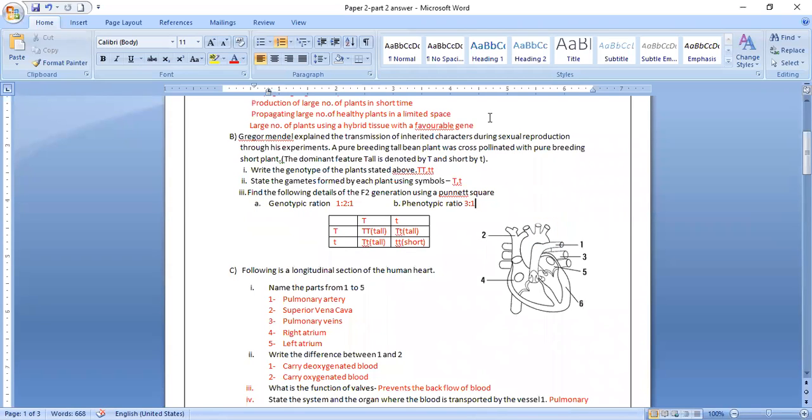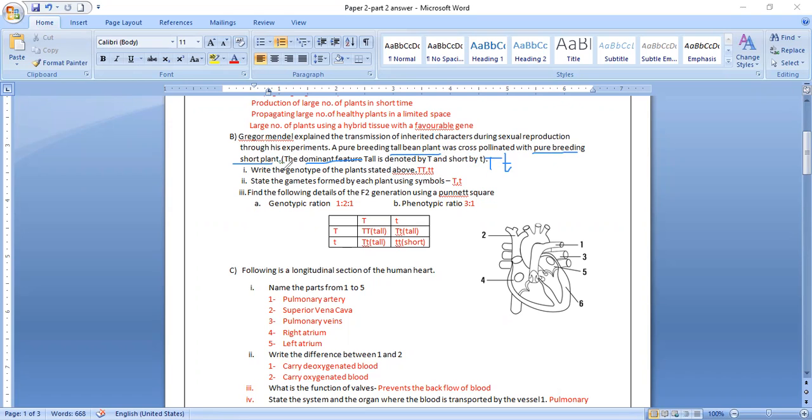Okay. Now see, Gregor Mendel explained the transmission of inherited characters during sexual reproduction through his experiments. A pure breeding tall bean plant was crossed with a pure breeding short plant. So they have given the dominant feature, tall, as capital T and the short as simple t. Right? So the first question they ask, what is the genotype of the plants?